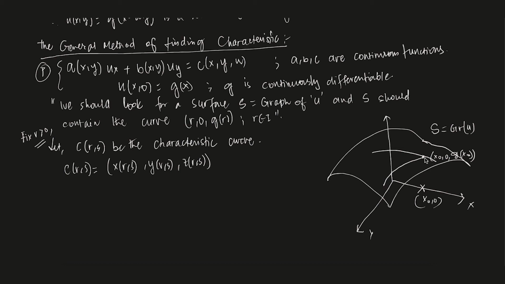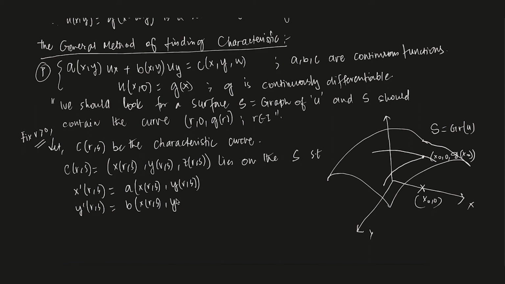I mean, it should start from here and then move outwards on the surface, right? So C of s lies on the surface S, such that x prime of r, s should be a of x(r,s), y(r,s). Y prime of r, s is b of x(r,s), y(r,s), and z prime of r, s should be c of x(r,s), y(r,s).